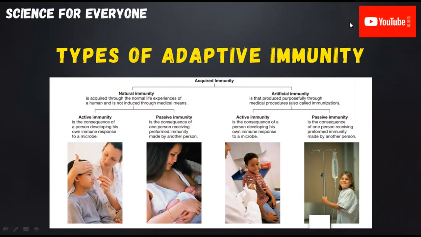Today, the topic is related to immunology, and the topic of my today's lecture is the types of adaptive immunity. I'm pretty sure that you guys know what the types of adaptive immunity are, but most of the students are confused by the terms: acquired natural active immunity, acquired natural passive immunity, artificial active immunity, and artificial passive immunity.